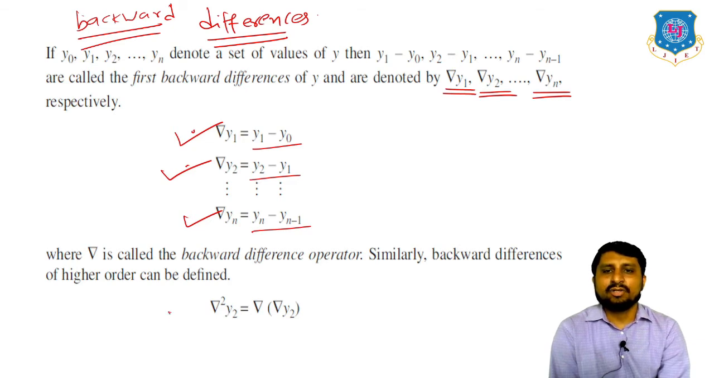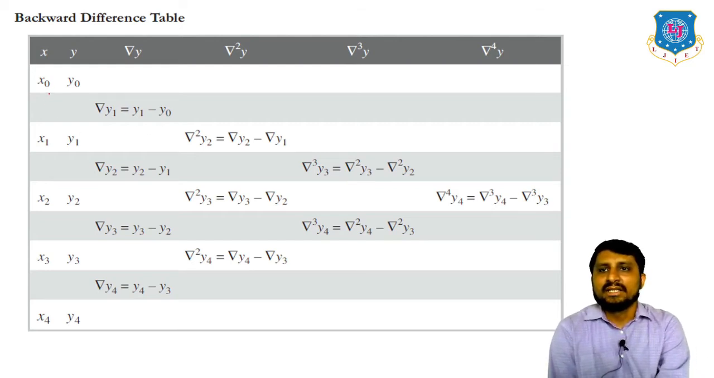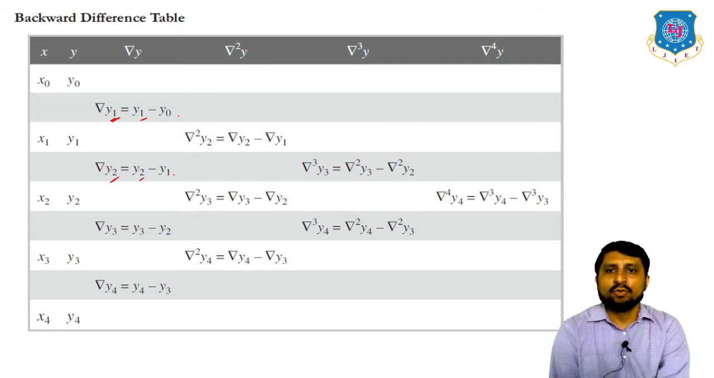Similarly, you can define the second order backward difference operator, and in general the higher order backward difference operator. This is the backward difference table. So x0, x1, x2 up to x4. What is nabla y1? Here try to understand: in the subscript you have 1, so on the right side you have 1 minus 0. In the subscript you have 2, so 2 minus 1. Here in the subscript we have 3, so 3 minus 2. Same concept. Then 4, then 4 minus 3.